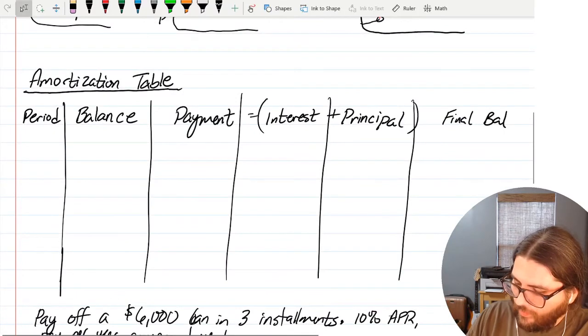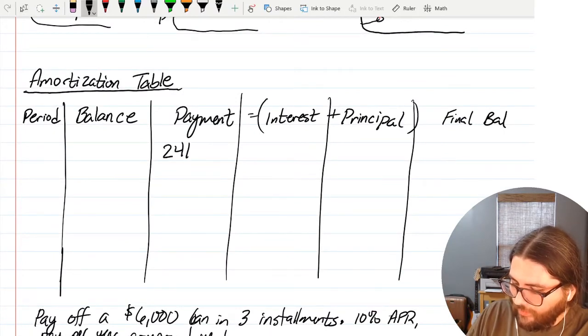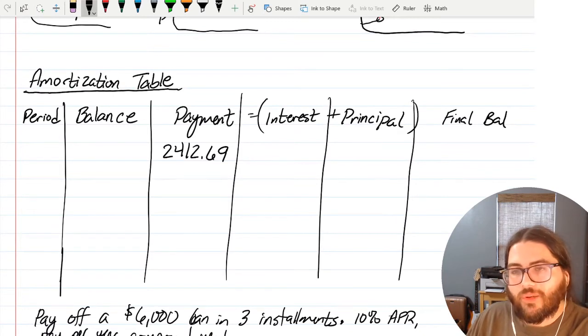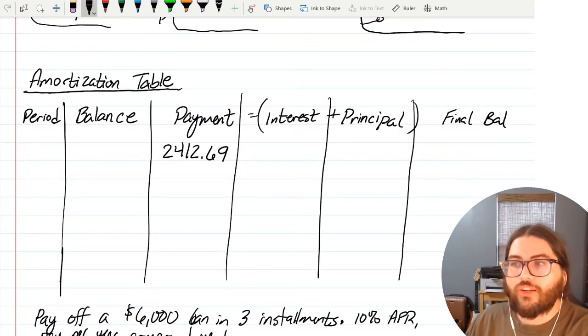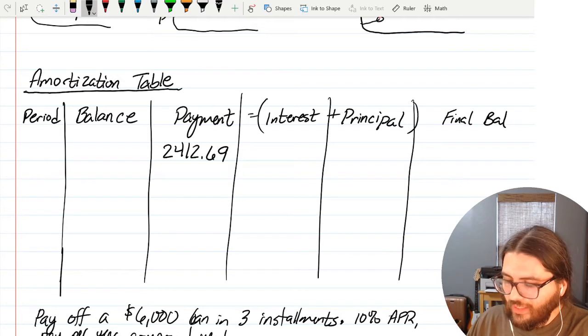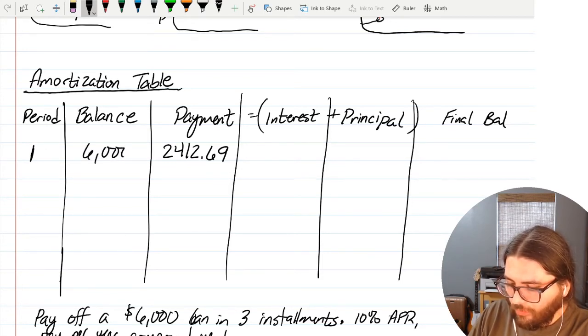241269. I'm going to come back up here, put that in the payment column. I had to calculate that payment separately. And that's the first thing I do in every amortization table, is to calculate the payment. Well, let's start. On the first balance, I start with $6,000 balance.